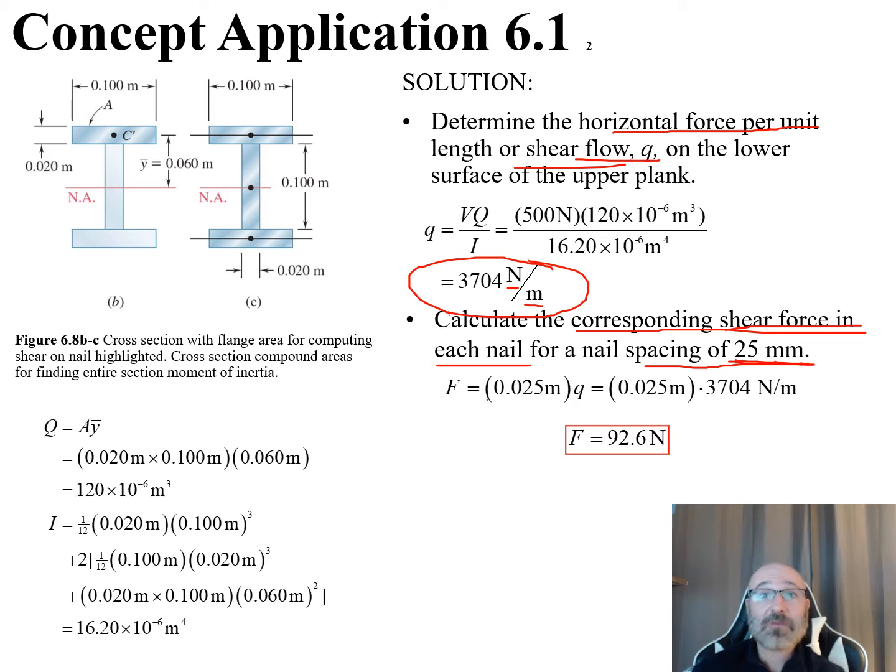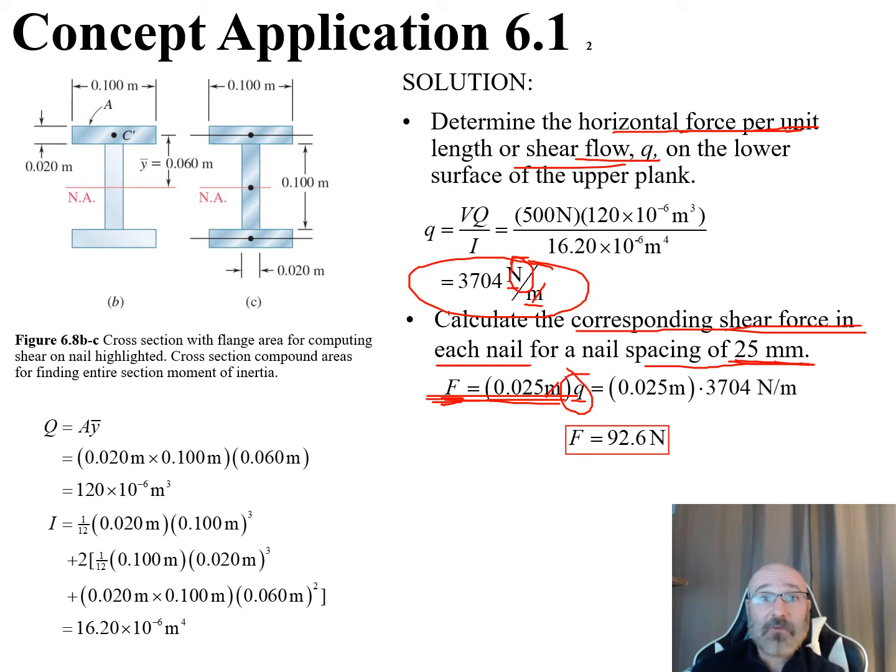So 25 millimeters becomes 0.025 meters. If we multiply a distance by this value for Q, we can see the meters cancel, and we're left with just the newton. That's where we get this force relationship: the spacing between each nail, times the horizontal force per unit length, or our shear flow, our Q value. We get that relationship there.